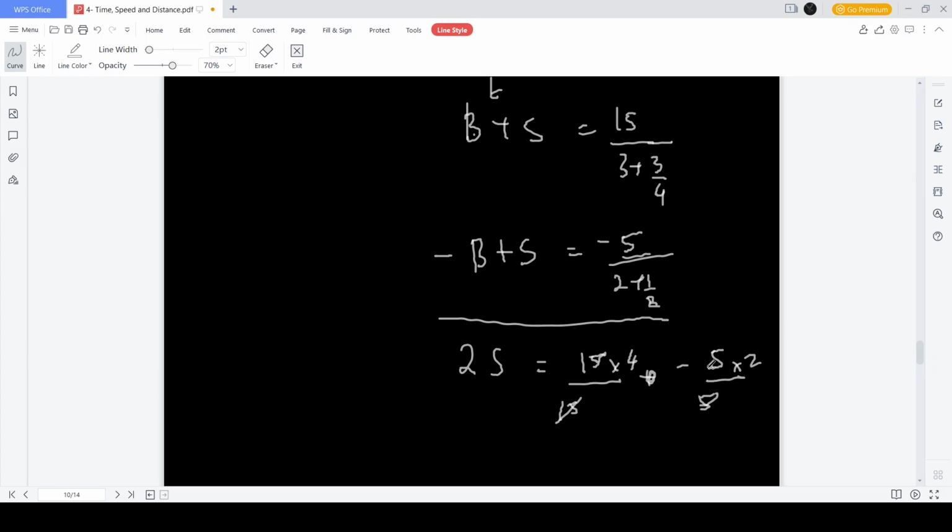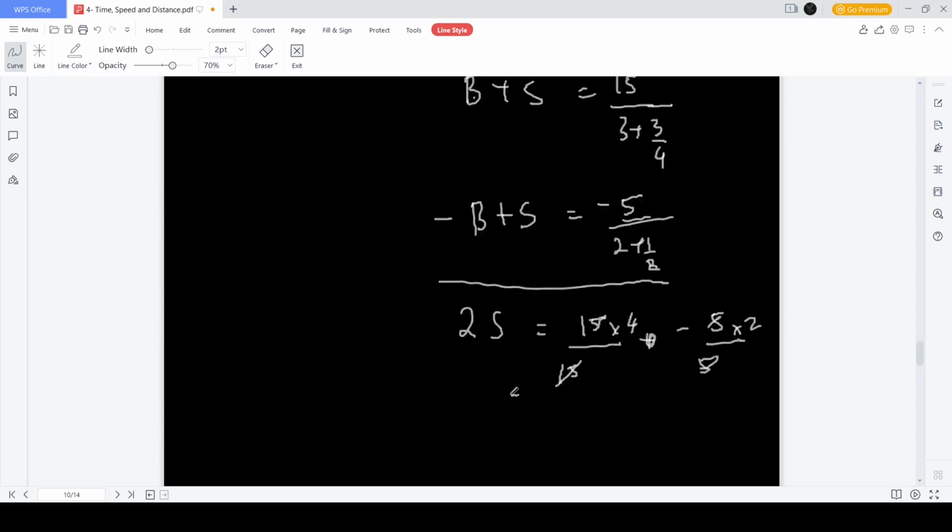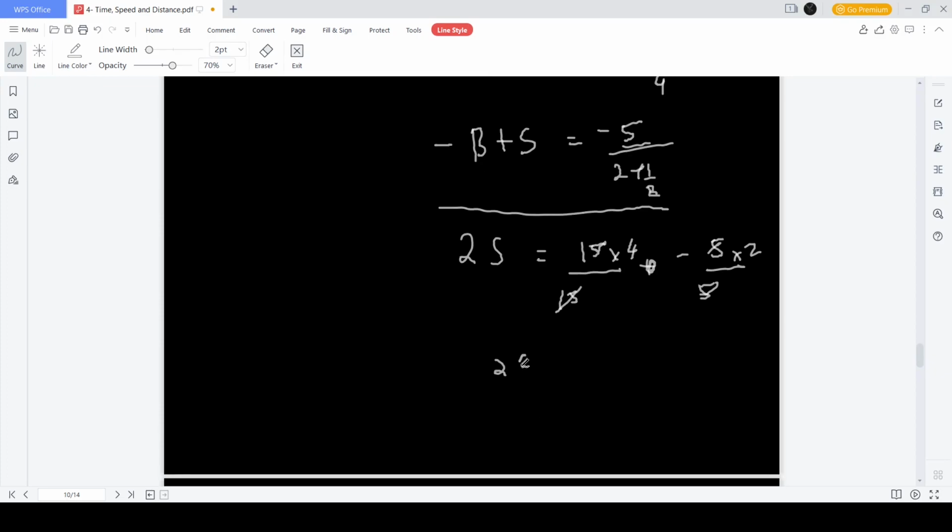Okay, so this cancels, this cancels. So 2 into speed of the stream. 2 into speed of the stream is 4 minus 2, that is nothing but 2. So speed of the stream is 1 kilometer per hour.